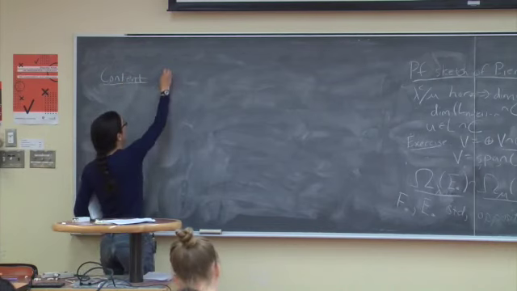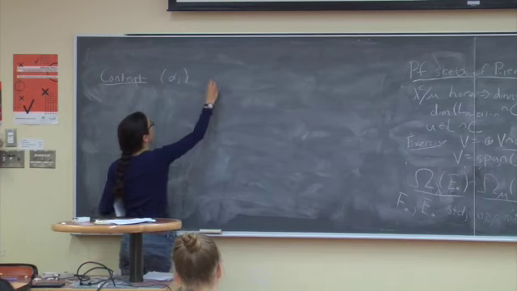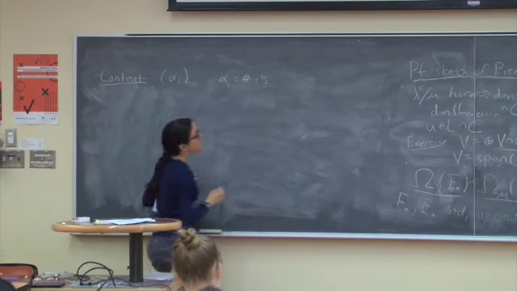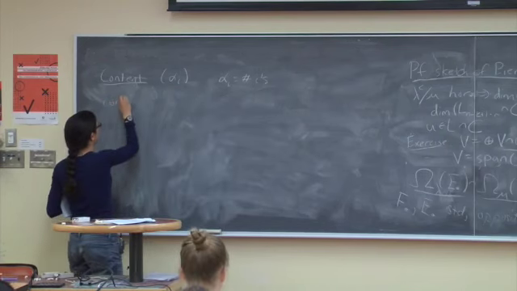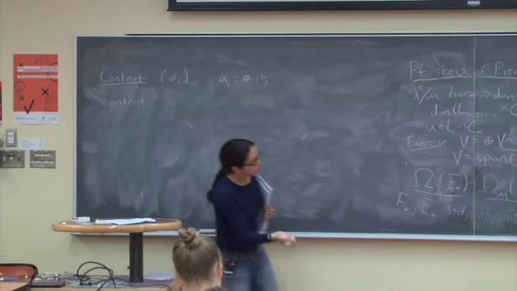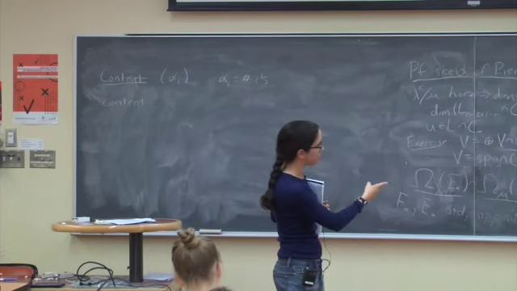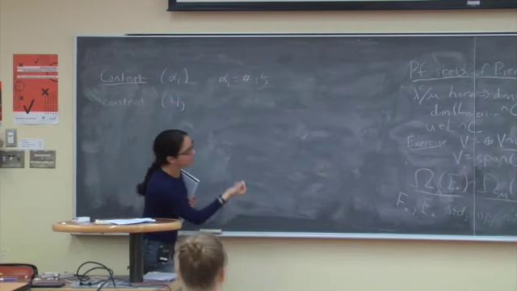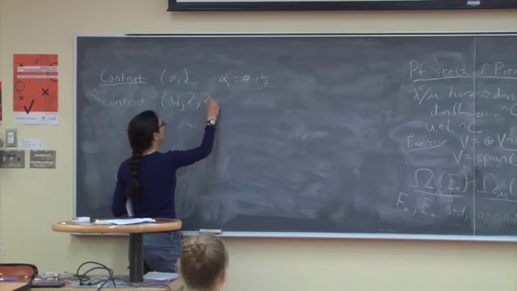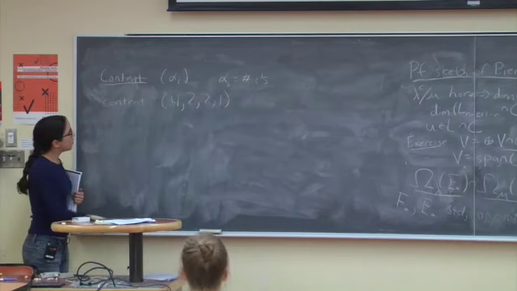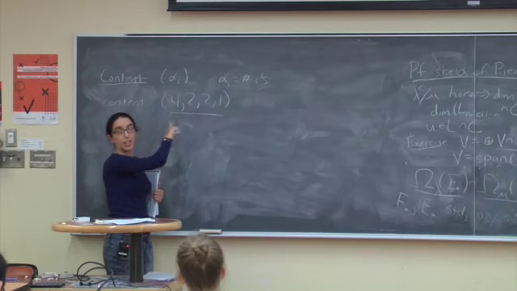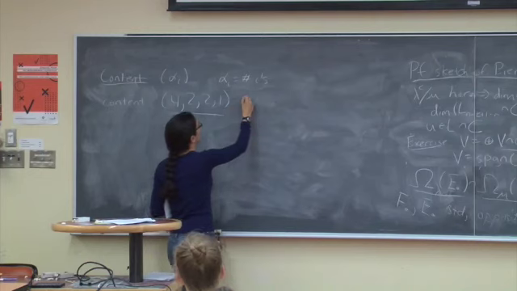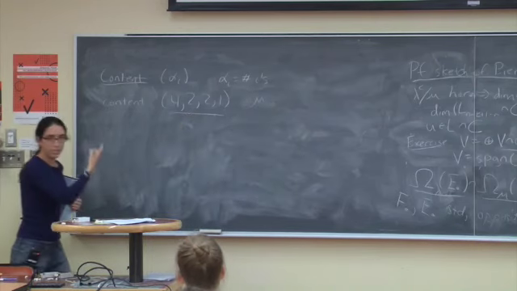So the content is just the vector alpha sub i, where alpha i is the number of i's in the tableau. For instance, the content of that tableau over there: how many ones are there? There's 4 ones, 2 3s, 2 2s, and a 4. So the content is 4, 2, 2, 1. Notice that this content is actually a partition. It's decreasing, and that's something we're going to need too. Sometimes we call the content mu if it's a partition, instead of alpha.